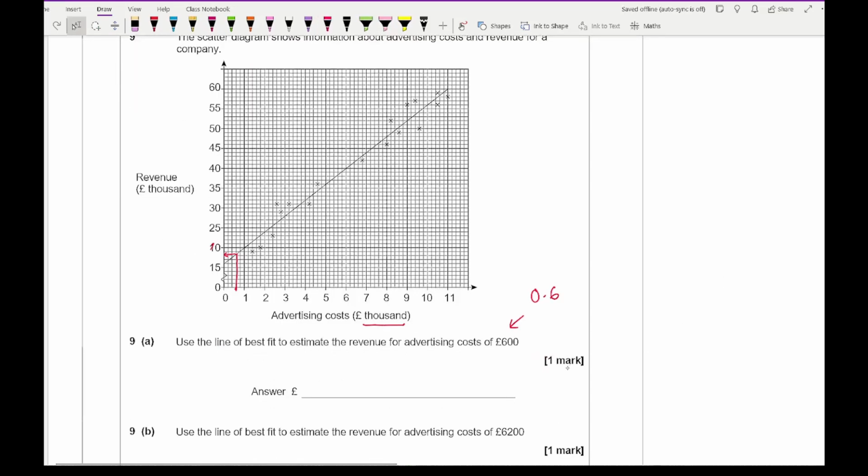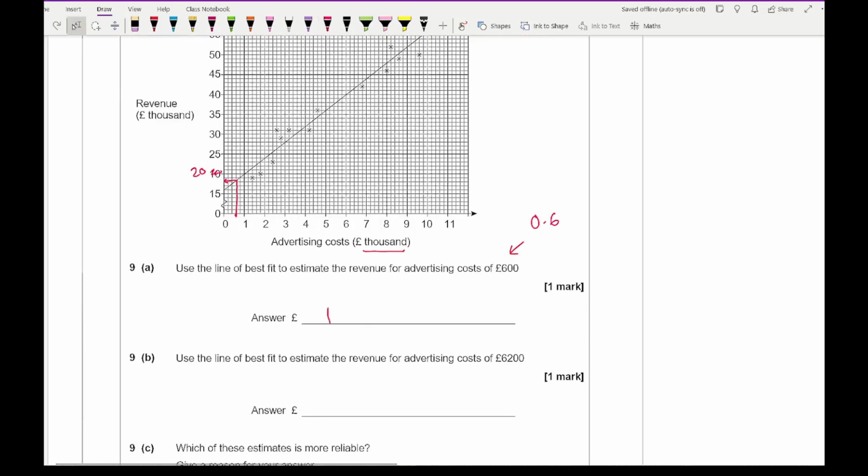So using the line, I make out that value to be roughly around about, now that point shouldn't be 10, it should be 20. So let me just correct that. And I make that out to be around about 18,000, I think. Yeah, that should be all right.